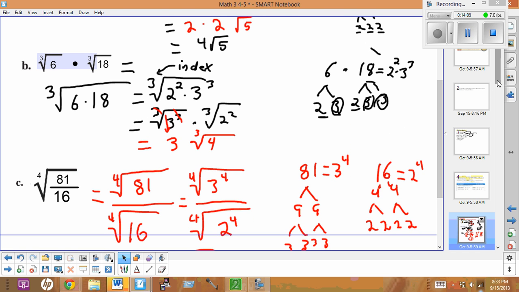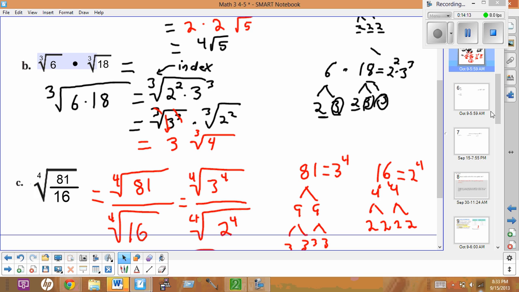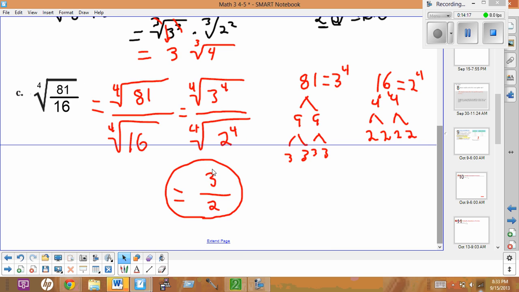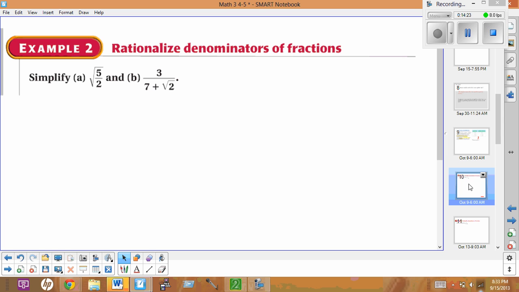The last set of examples I want to look at are the rationalizing. We said earlier when we were talking about vocabulary that we cannot have a radical in the denominator. So how do we handle that? Let's go ahead and take a look. Okay, let's start out with the example A, the square root of 5 over 2.